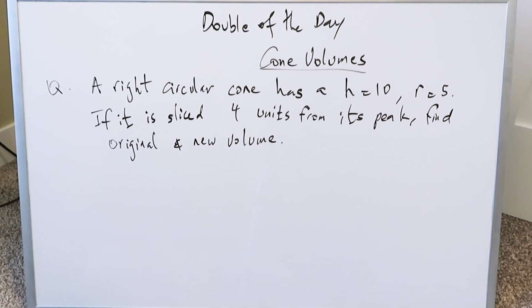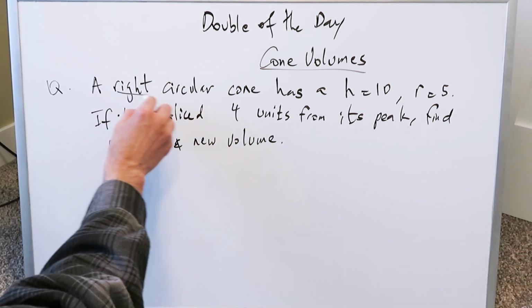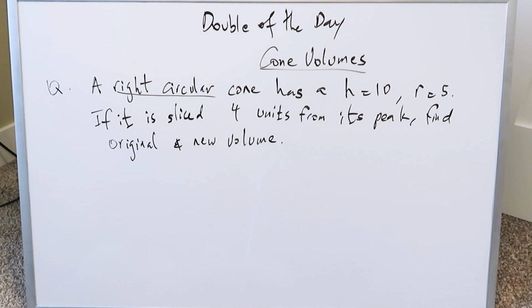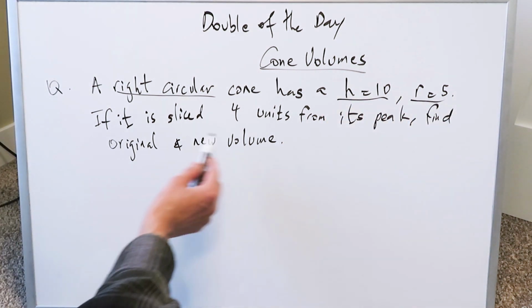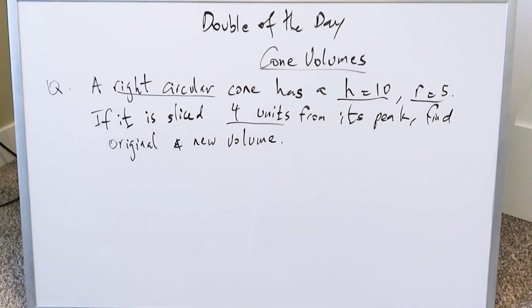We're looking here at cone volumes. We will be doing two questions. We have right here a right circular cone which has a height of 10 units and a radius of 5 units. As you see right here, 10 and 5. If it is sliced 4 units from its peak, find the original and the new volume.